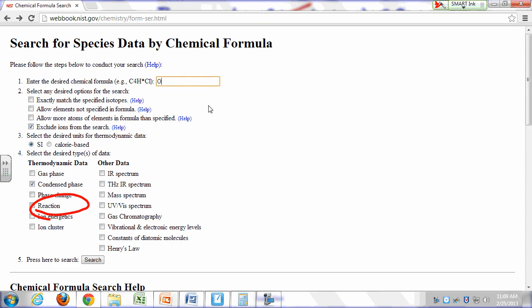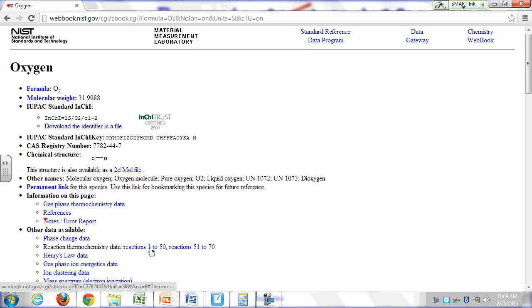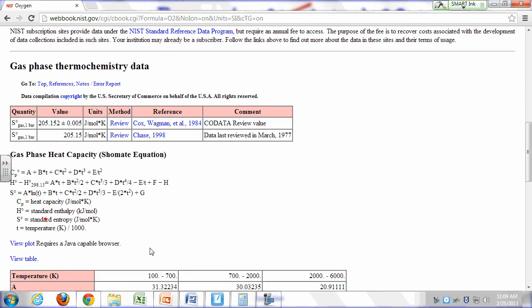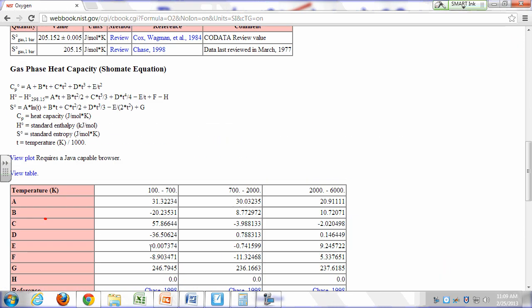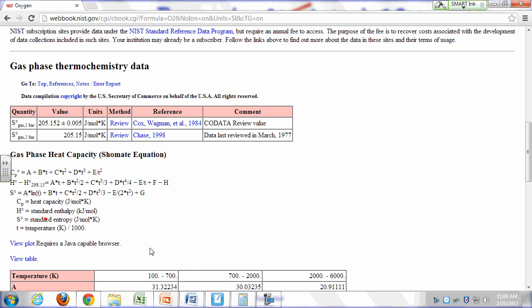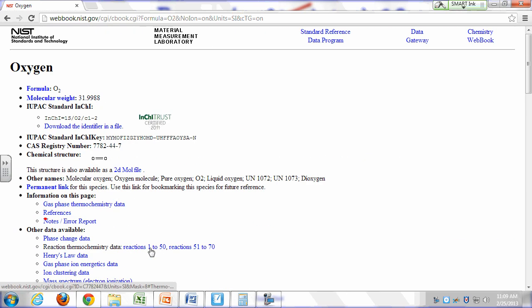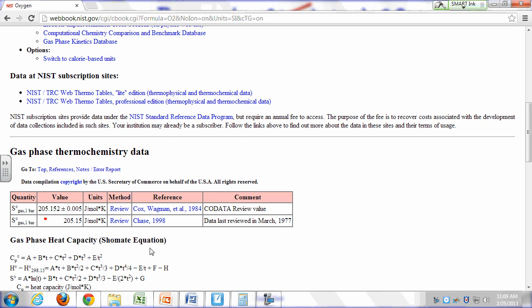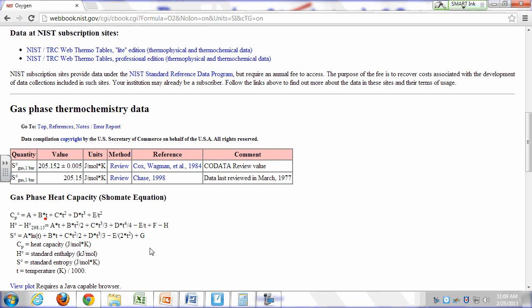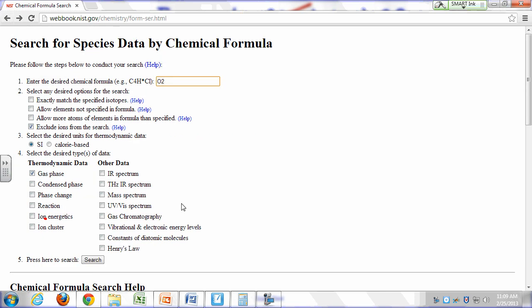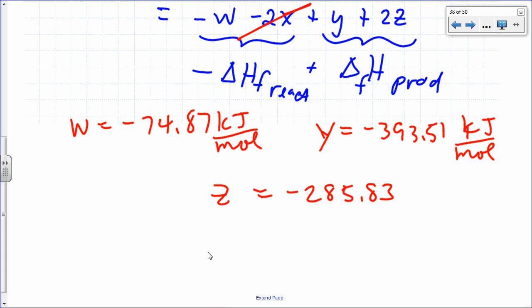Let's just verify. O2 gas. Check gas phase, uncheck condensed phase, search. And you can see there isn't one. Why? Standard state, it should be 0, right? So it doesn't even give you the number. Because there isn't any experimental value for it because it's defined to be 0. Alright? So those are your values.